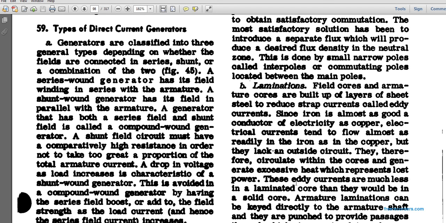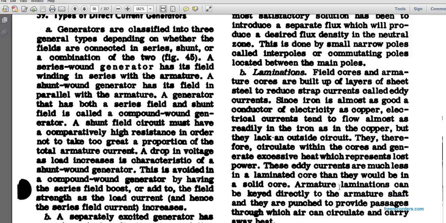The laminated field cores and armatures are built up in layers or sheets to reduce the flow of currents called eddy currents. Iron is almost as good a conductor of electricity as copper, and electrical current tends to flow almost as readily in iron as in copper, but without an outside circuit, the current circulates within the cores of the generator, excessively heating them and representing lost power. The eddy currents are much less in a laminated core than they would be in a solid core.